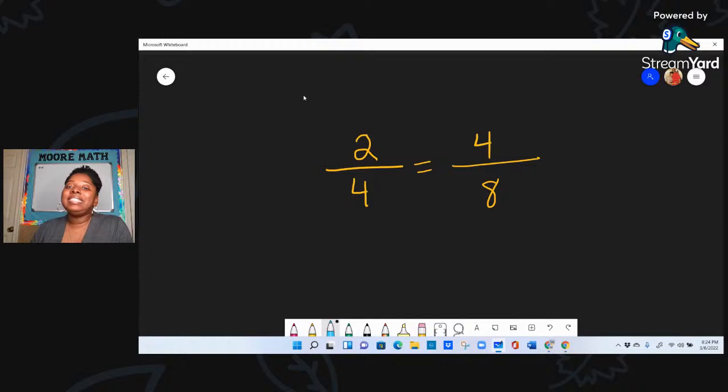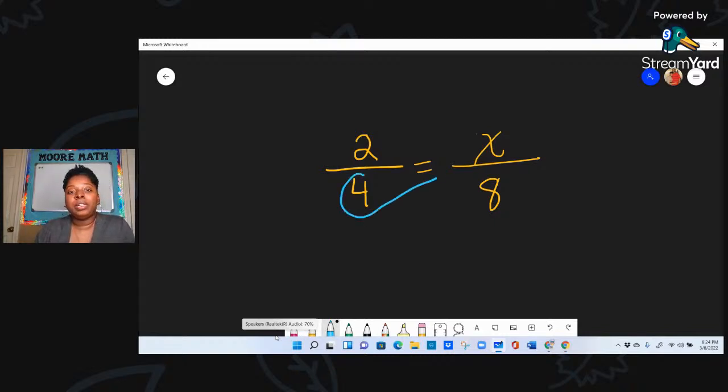All right. But let's say we didn't know that this was an 8. Let's say it was an 8 here, and we want to solve for x. We don't know what this is. Okay. So I showed you that you can do cross products. That's one way. So here's cross products.